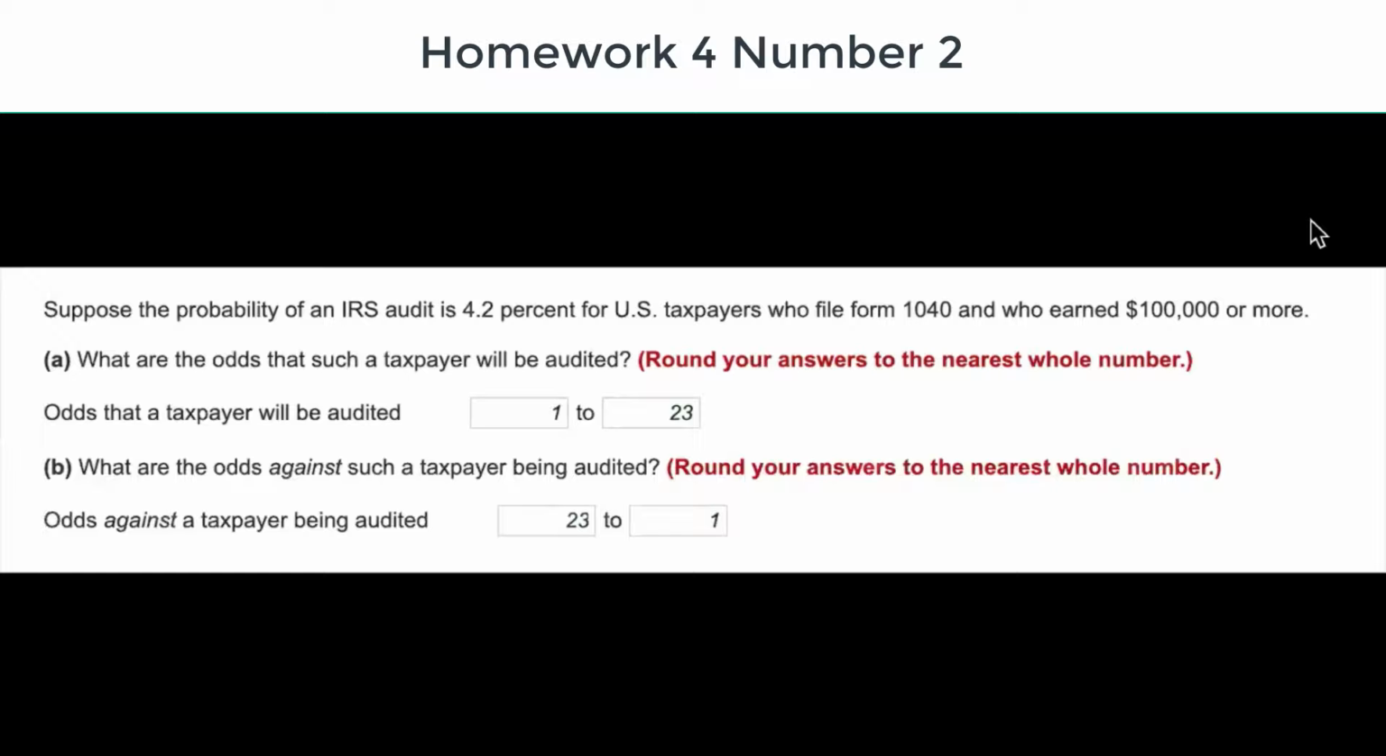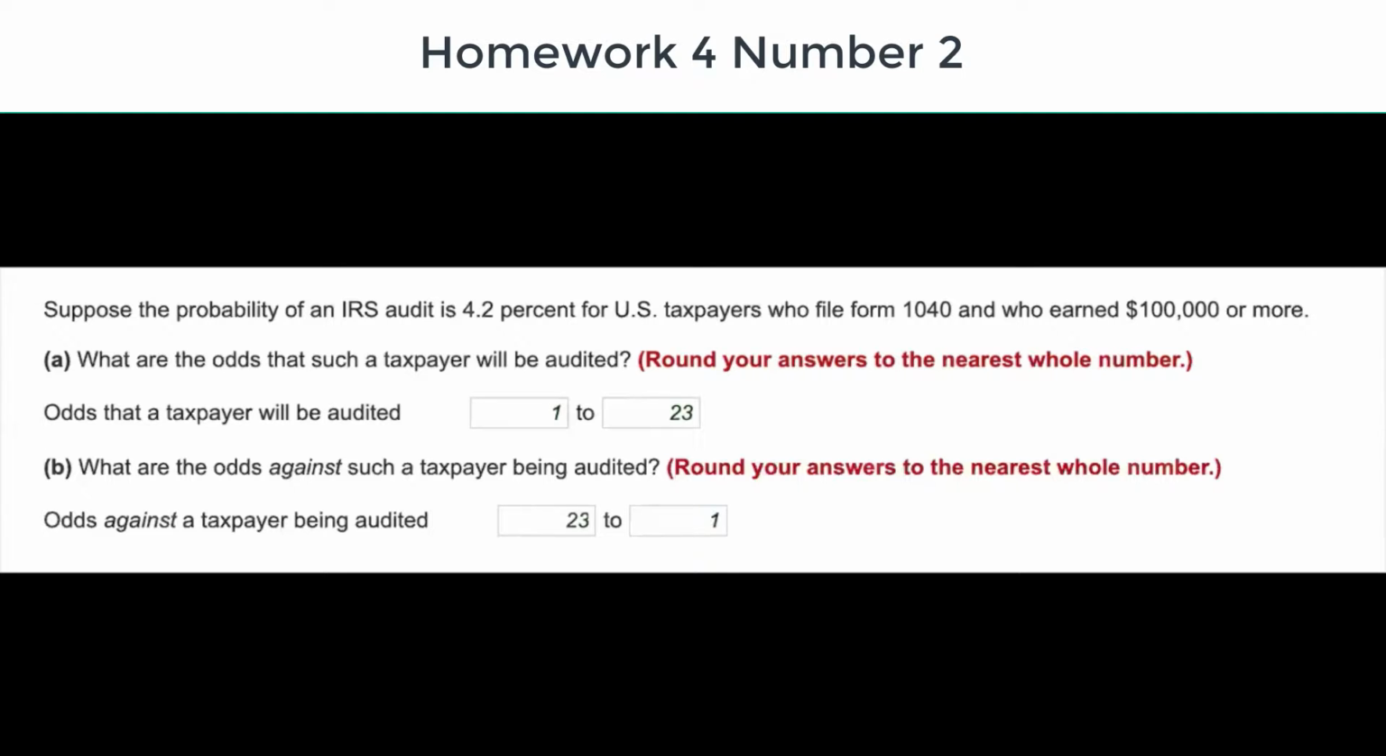So we have, suppose the probability of an IRS audit is 4.2% for U.S. taxpayers who file a Form 1040 and who earned $100,000 or more. Now, what's a little annoying about this problem is they try to give you a little more information than you really need. So we really know that the probability of the IRS audit for these people is 4.2%. Now, anytime you're going to use a number for any of your formulas in probability, you want to make sure that you turn your percent into a decimal.